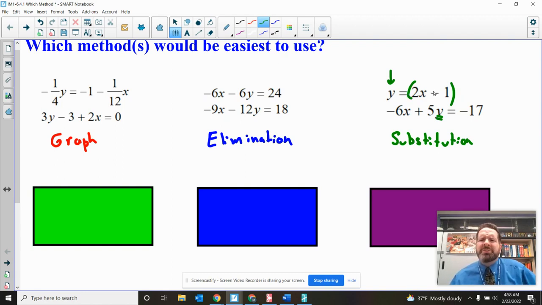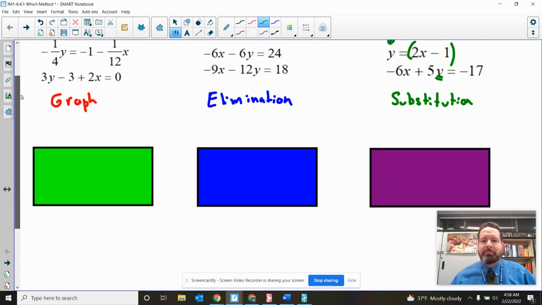This one is also not too bad to eliminate. You would have to move the -2x's over to this side by subtracting and then do some multiplying, but it's not like it's a super complicated process. But the easiest way, I think, is going to be substitution this time.